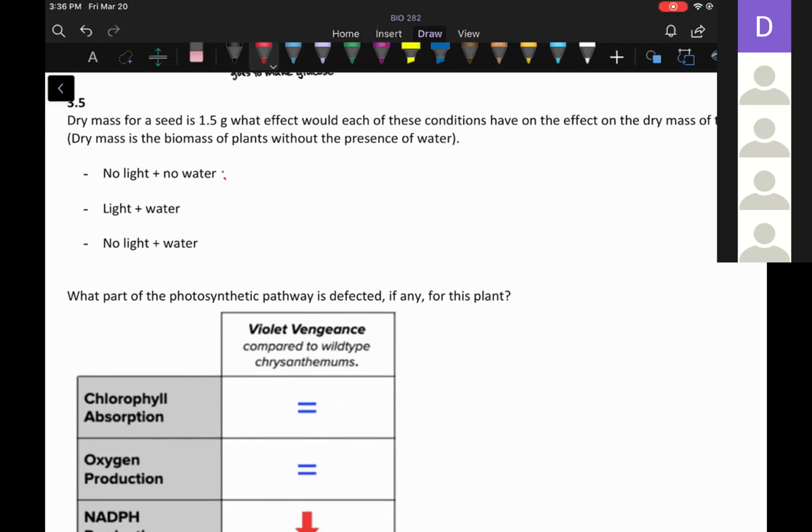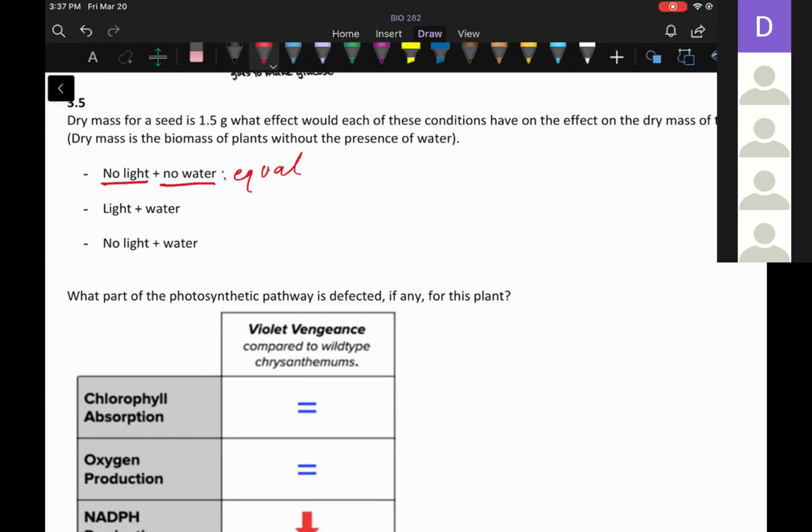Wouldn't it be equal to? Yeah, so it'd be equal to. You guys know why that is? It doesn't germinate and you don't have any water. Right. So we don't have light, so that means we don't have photosynthesis. We don't have water, so that means we can't do any cellular respiration. So the mass of the seed is not going to change at all.